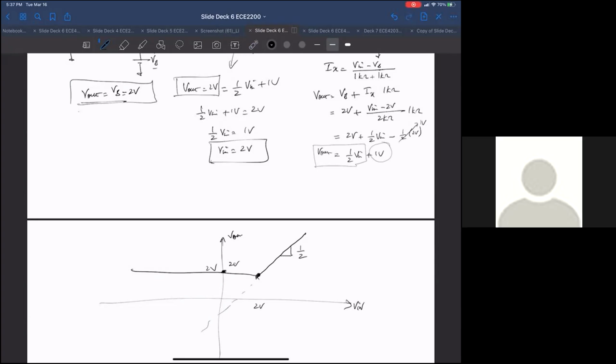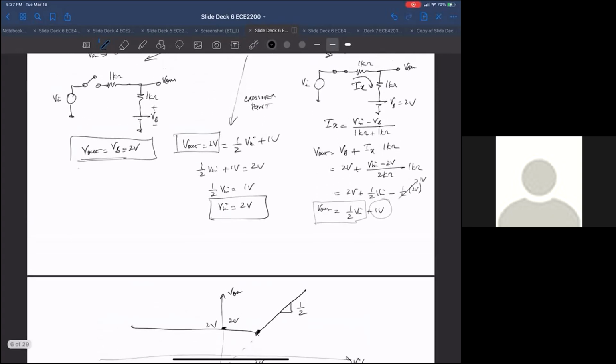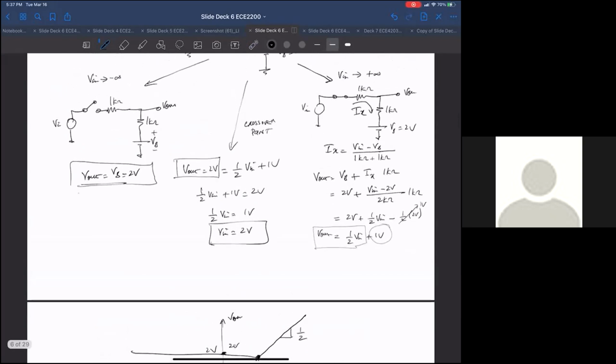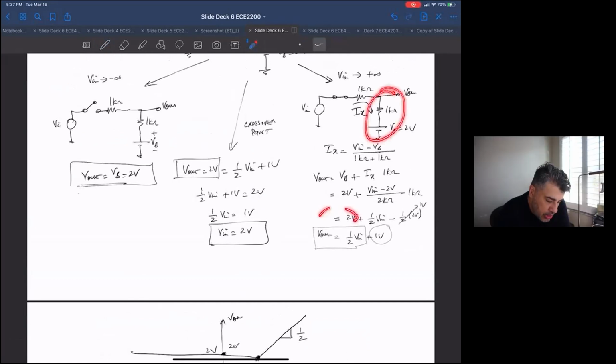Professor? Yeah. For the V out on the right side, did you just solve for that node? So V out right there. Do you just use any kind of analysis here to do this? Yeah, so I guess this is part of the confusion.